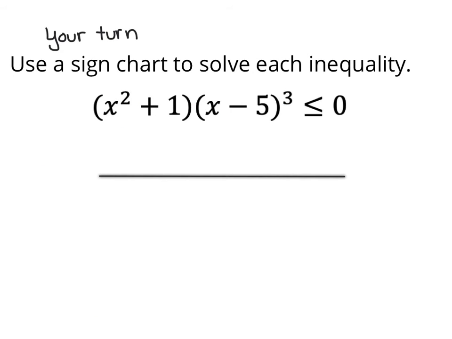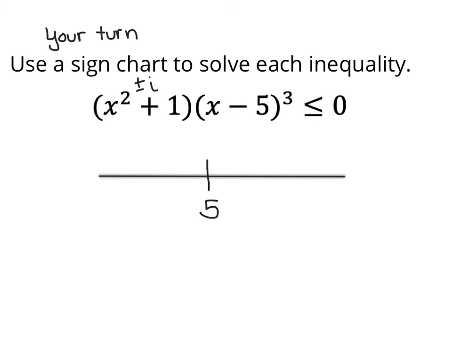Try this one using either method. Hit play when you're ready to check your answer. When you go to find your zeros in this one, hopefully you realize that this would give you two complex zeros, positive and negative i. So the only real 0 would be +5.